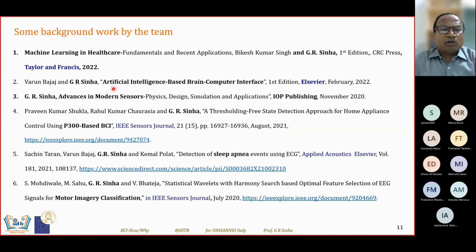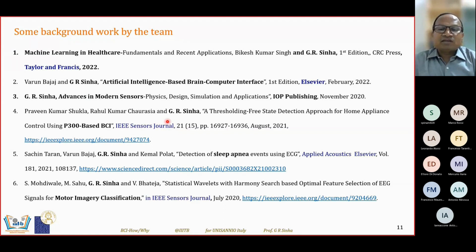Of course, there is another book, Artificial Intelligence Based BCI. This is an edited book, not a textbook, where we have a combination of chapters, and it was published this year. And in 2020 there was an edited book on advances in modern sensors. It appeared with IOP Publishing, UK. And there is another work that came in IEEE Sensors Journal. Those who are in the publication area understand how important these journals are.